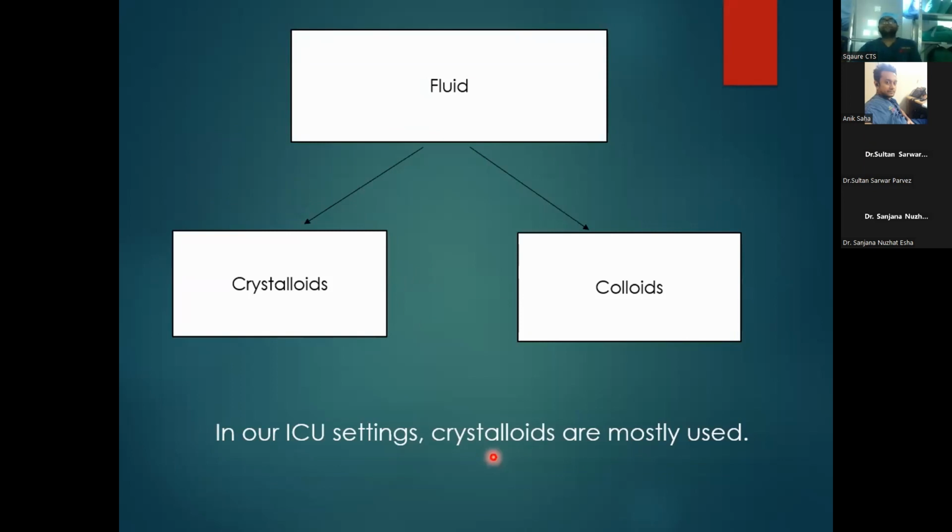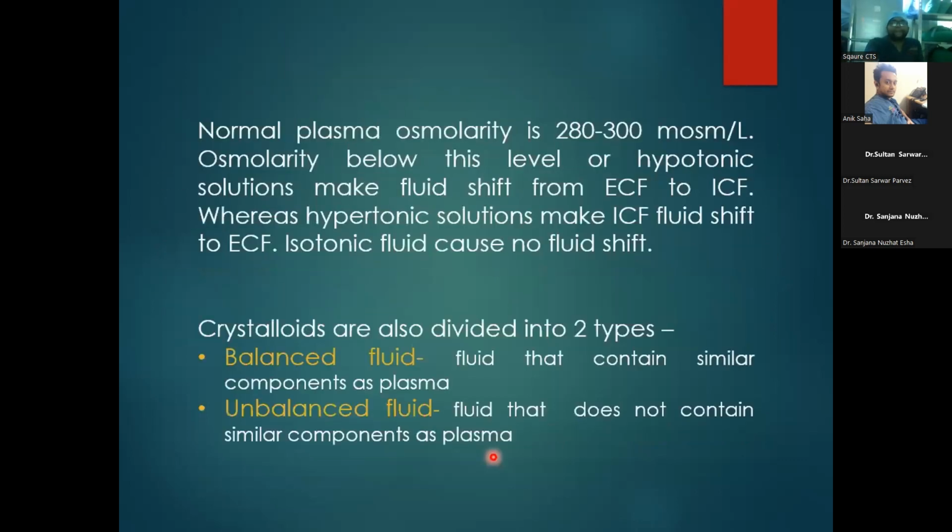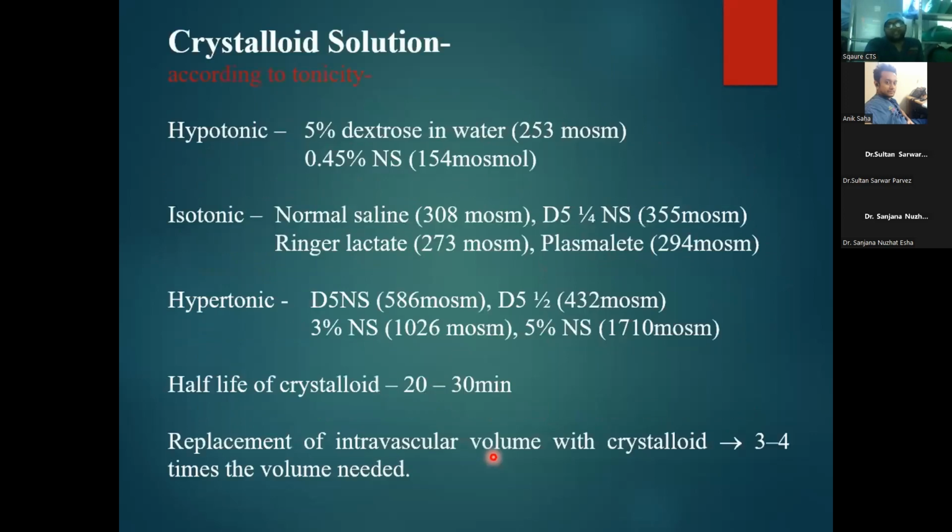So types of fluid: mainly we use two types, one is crystalloid and another is colloid. But in our ICU setting, mainly we use crystalloid fluid. Some crystalloids are hypotonic, some are isotonic, and some are hypertonic. The half-life of crystalloid fluids is 20 to 30 minutes. So replacement of intravascular volume with crystalloid requires 3 to 4 times the volume.